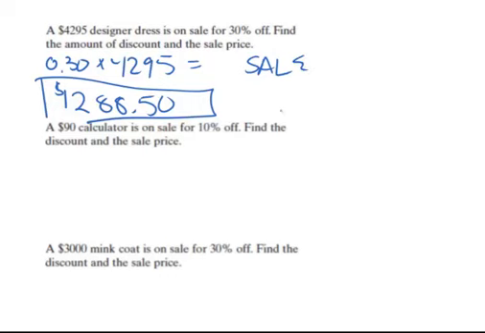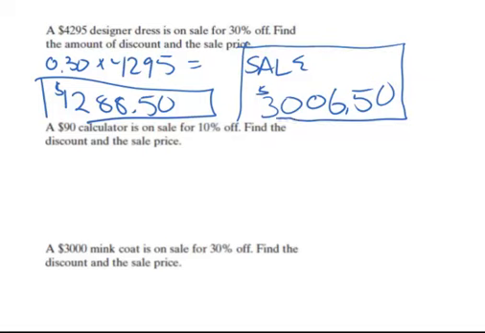Now, my sale price, I need to take the $4,295 minus the $1,288.50. And so now we only have to pay only $3,006.50. Do you love me? Buy me a dress. All right.